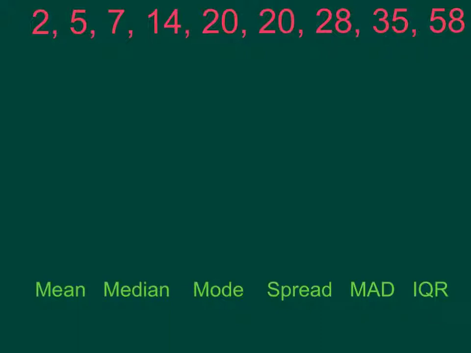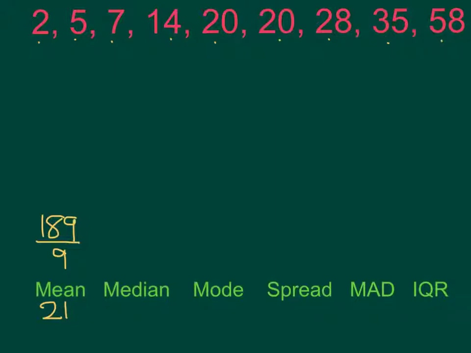So to find the mean, I simply add the numbers and divide by the number of numbers. So I would add 2, 5, 7, 14, 20, 20, 28, 35, and 58. Then I'd count them, and I have 1, 2, 3, 4, 5, 6, 7, 8, 9 numbers. So when I add them, I get 189. And then I take that 189 and I divide it by 9, the number of numbers, and that gets me a mean, or an average, of 21.